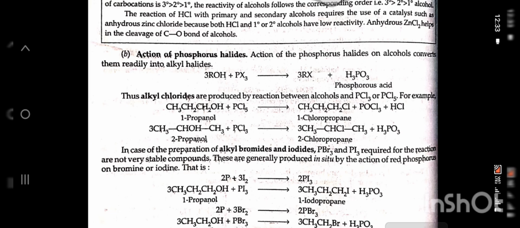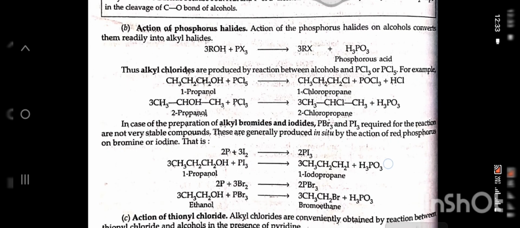Action of phosphorus halide on alcohol. Phosphorus halides convert alcohols readily into alkyl halides. Like 3ROH plus PX3 give rise to 3RX plus H3PO3, the phosphorus acid. Thus, alkyl chlorides are produced by reaction between alcohols and PCl3 or PCl5. For example, 1-propanol in the presence of PCl5 gives 1-chloropropane plus POCl3 plus HCl. Same as 2-propanol in the presence of PCl3 gives 2-chloropropane plus H3PO3.